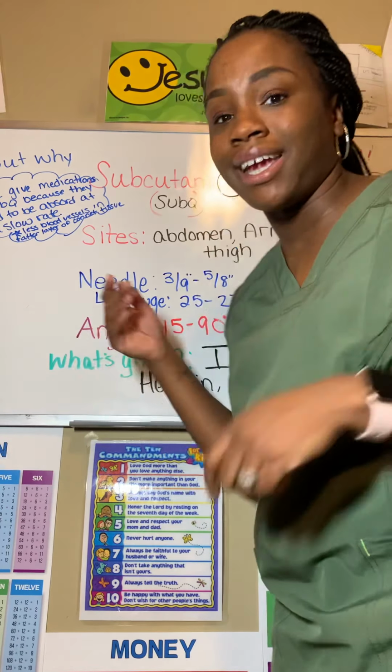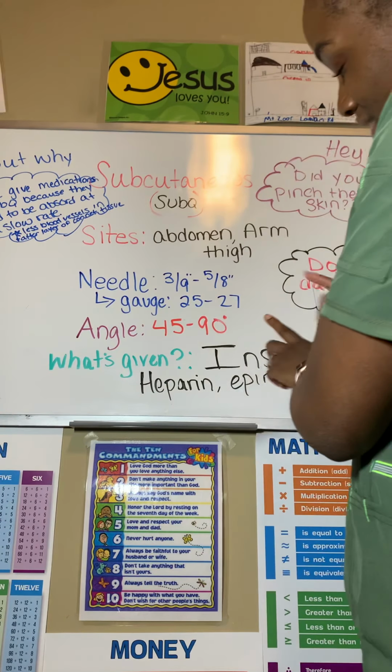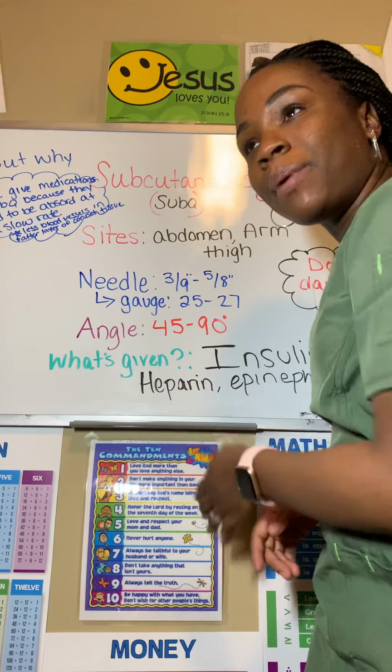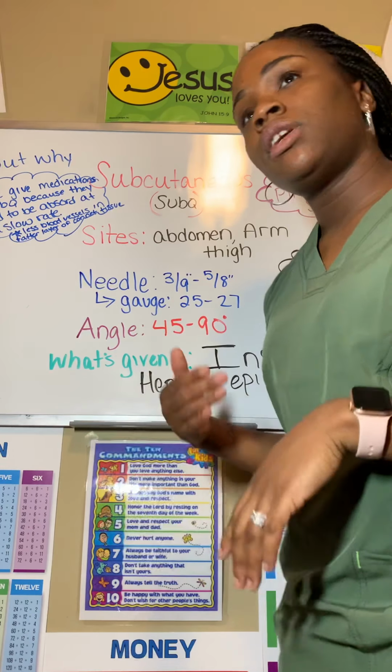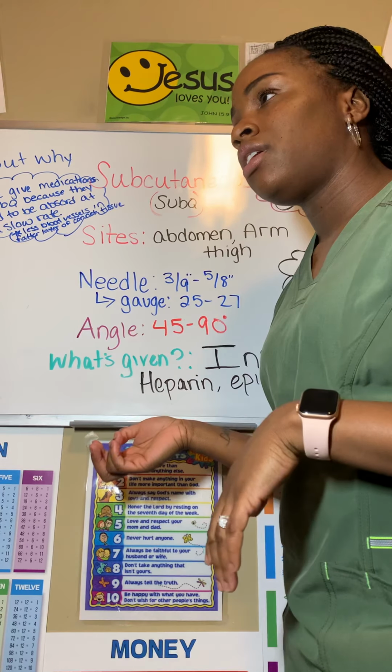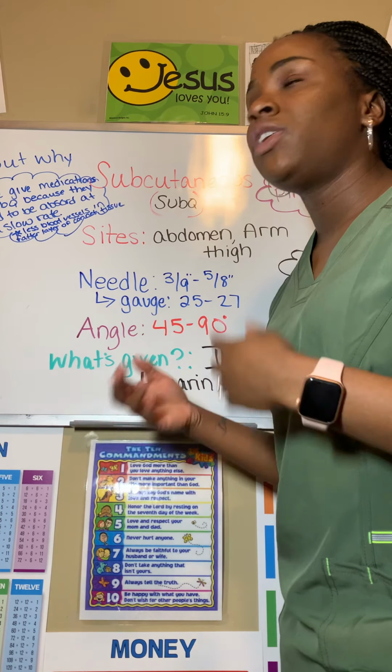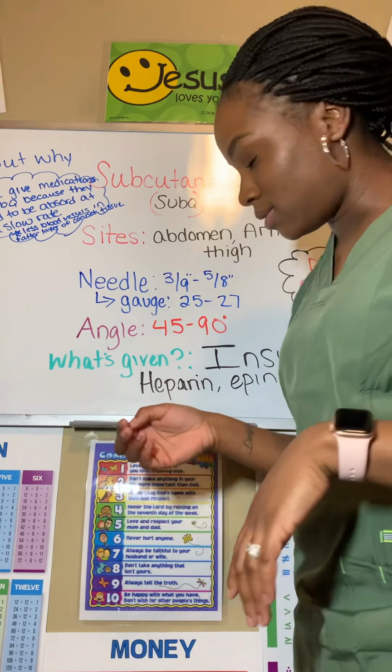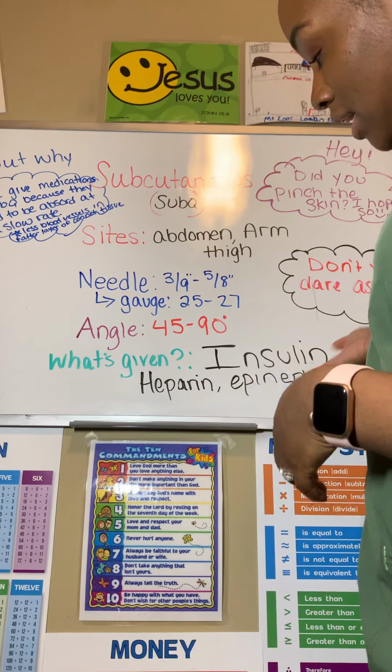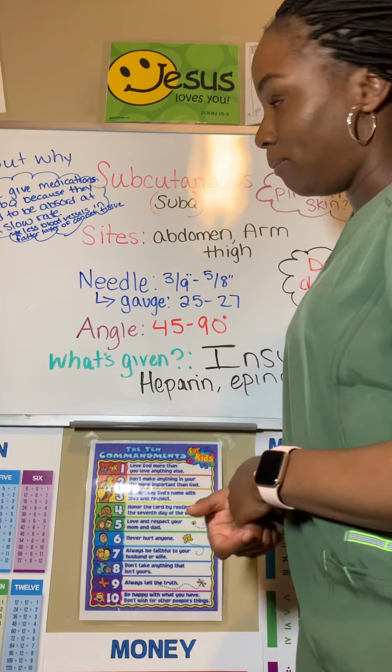And then, so what's given subcutaneous? What's given is your insulin, your heparin, some epinephrine. You can do some other allergy medications. And also some opioids are given subcutaneous as well. But primarily, you would see insulin and heparin given in that route.